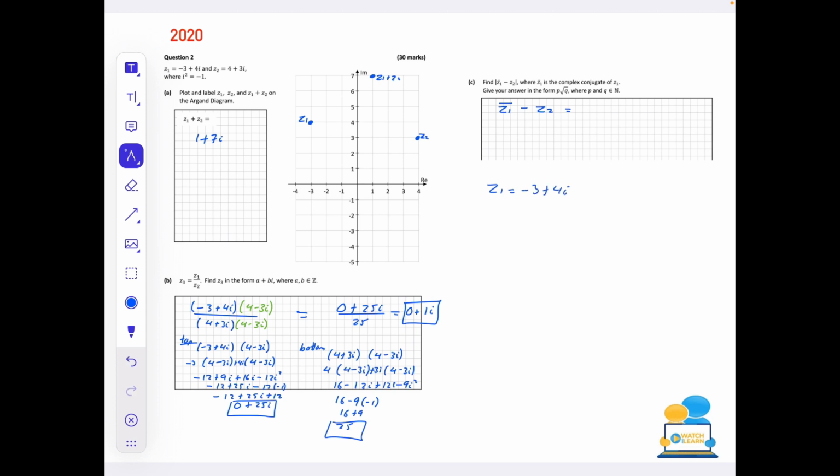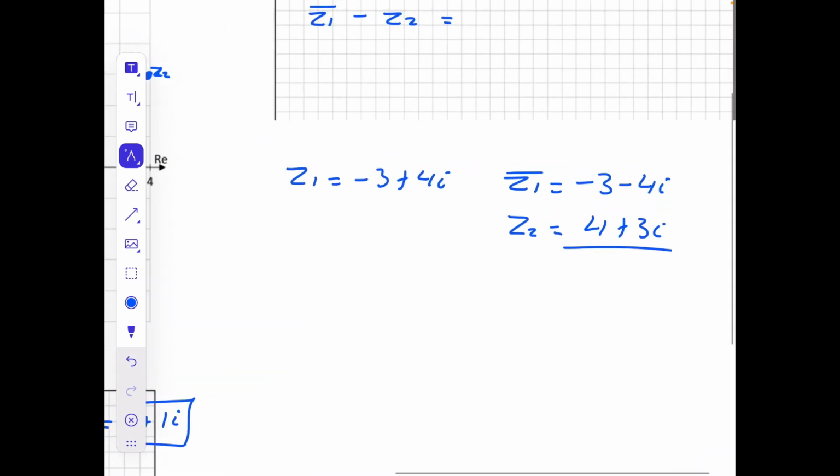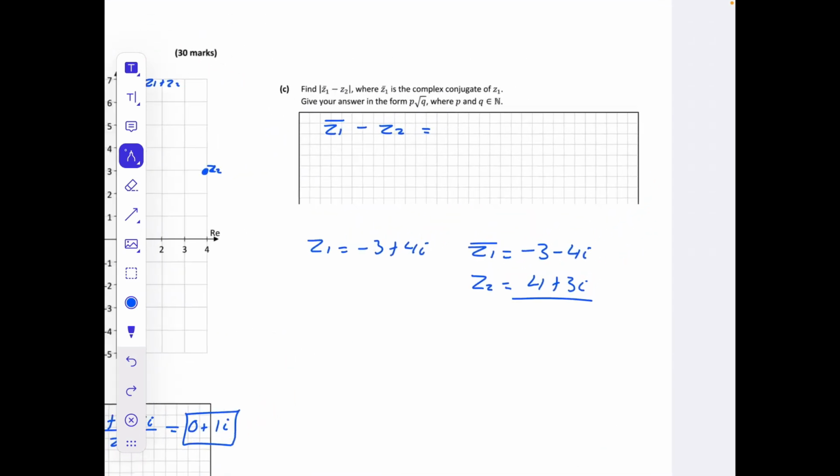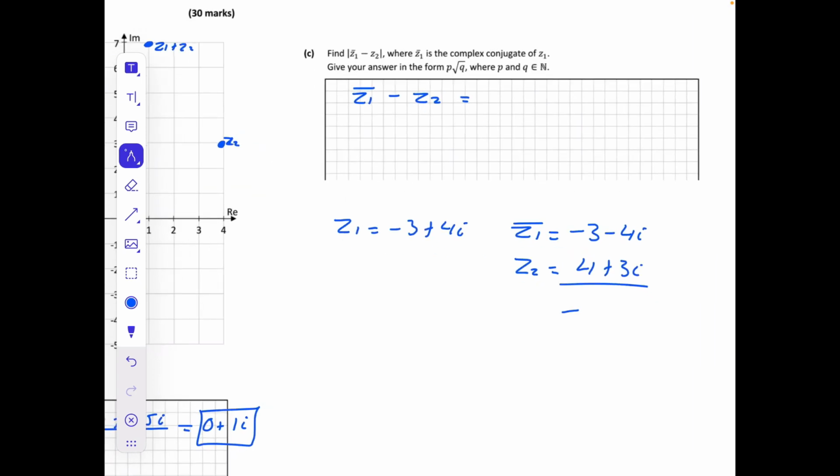So Z1, they told us over here, is minus 3 plus 4i. They told us that in the question. That means that Z1 conjugate is minus 3 minus 4i. And we know that Z2, they tell us that in the question as well, is 4 plus 3i. Okay, we want to subtract them. So it's going to be minus 3 minus 4, which is minus 7, and minus 4i minus 3i will give me minus 7i. So Z1 conjugate minus Z2 is minus 7 minus 7i.